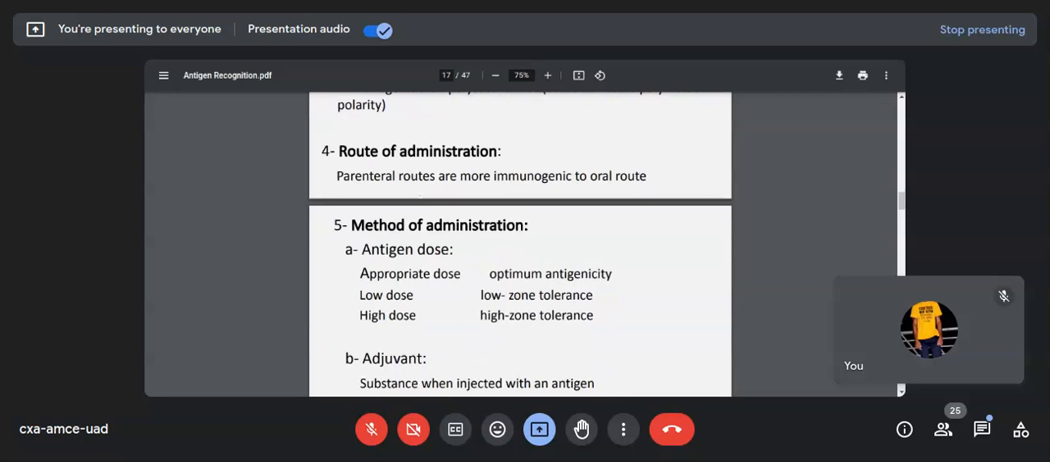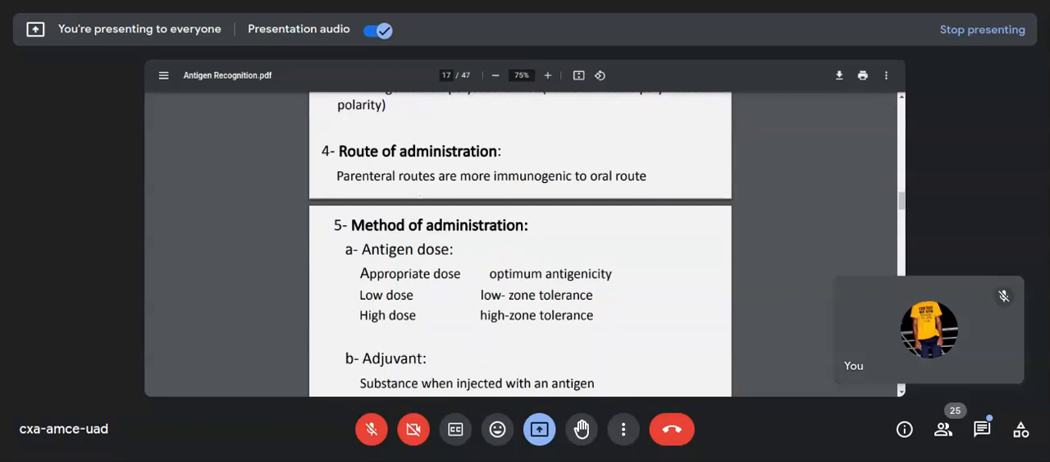Oral routes are basically antigens that enter from the mouth. Then parenteral routes, I'll give you examples of routes, in short, of a way an antigen can enter the body. So we have what we call subcutaneous, we have intradermal. In short, a molecule that doesn't enter from the mouth is more immunogenic.